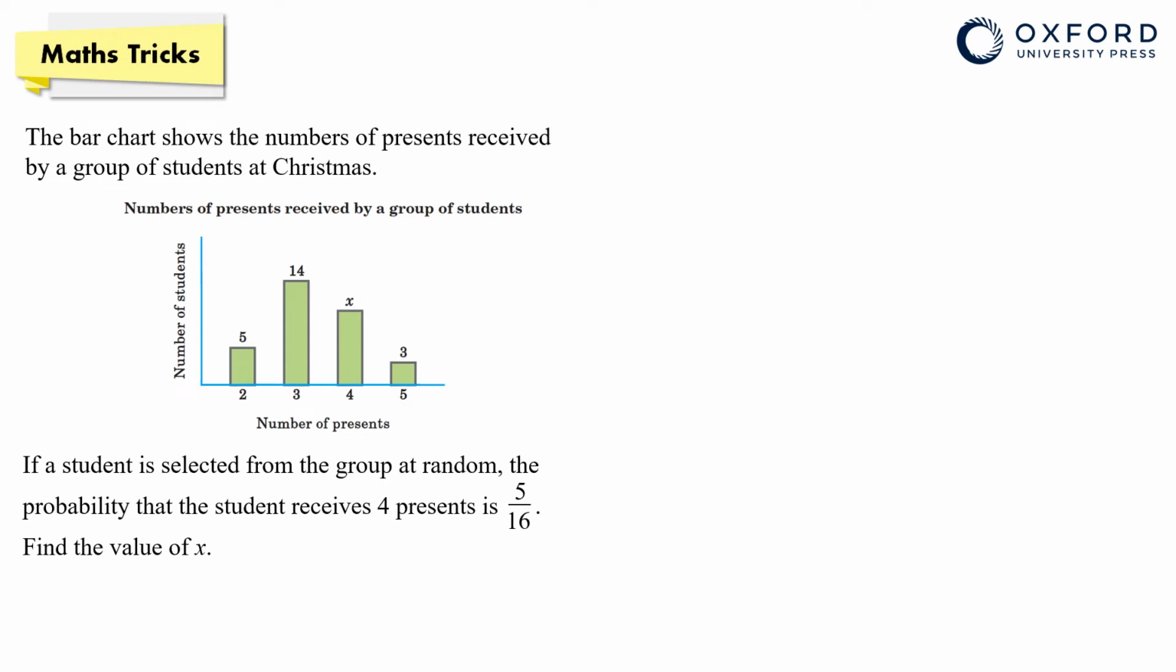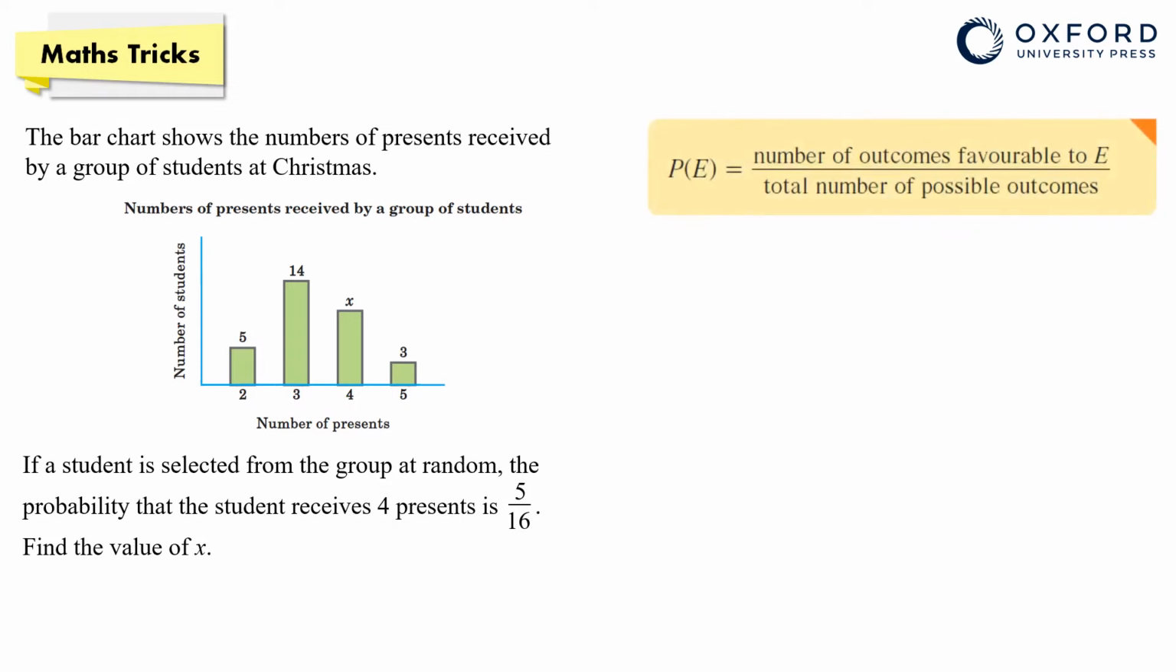In the first part of the video, we will talk about a question on probability that involves a statistical graph. In solving questions on probability, we have to apply its definition, which is: the numerator is the number of outcomes favorable to the event in the question, and the denominator is the total number of possible outcomes.